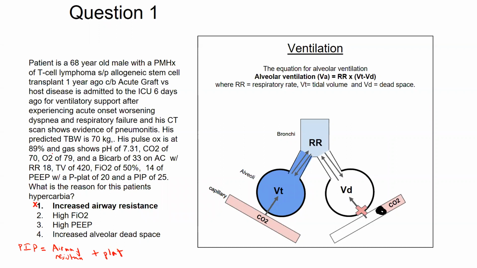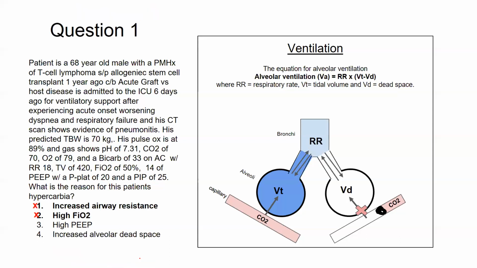So we have all these numbers here, right? So the P plat is 20, the peak is 25, which means that the airway resistance here is 5. So that's actually a normal airway resistance. That means that this patient does not have any evidence of bronchospasm. This patient doesn't have any narrowing from a mucus plug. It doesn't have a kink in the ET tube somewhere. So the airway resistance for this patient is actually normal. So using that formula, we can tell that this patient is not hypercapnic because of increased airway resistance.